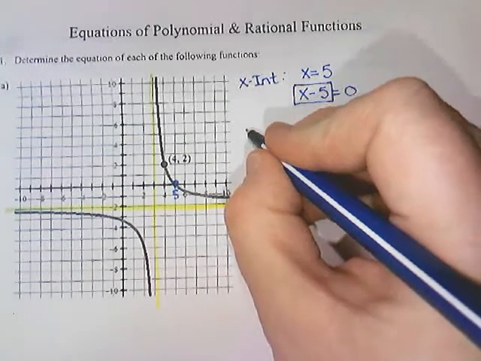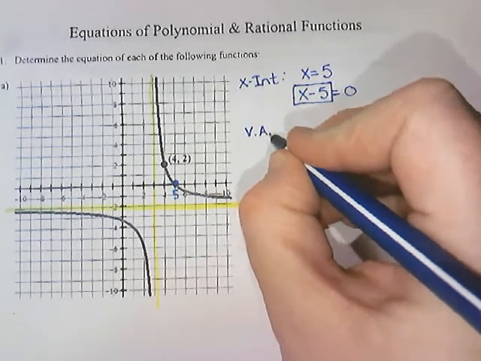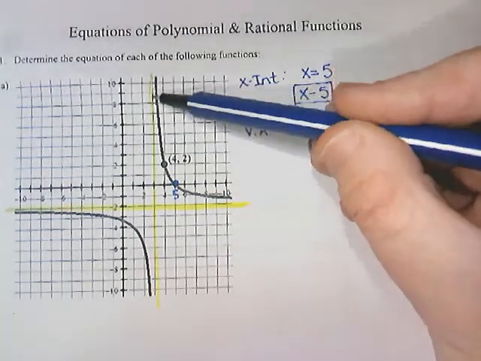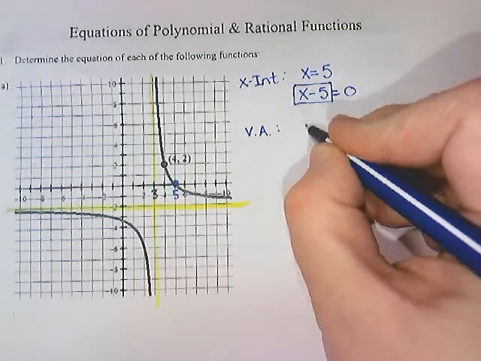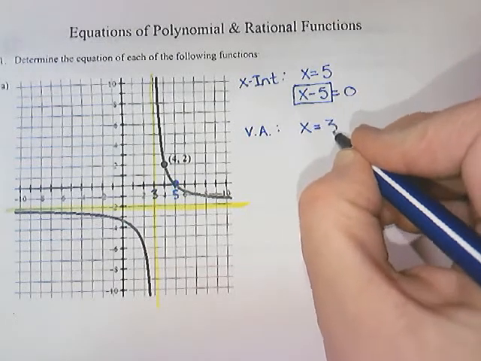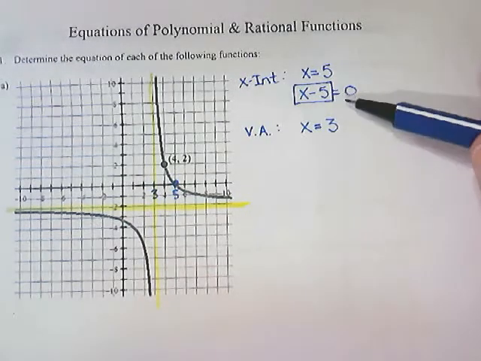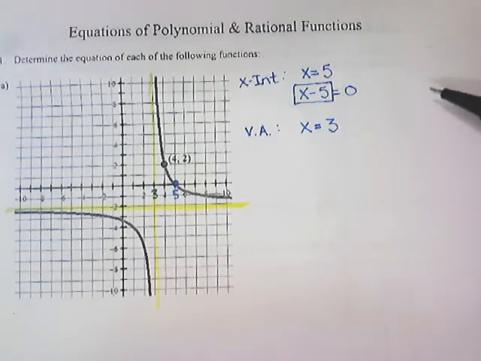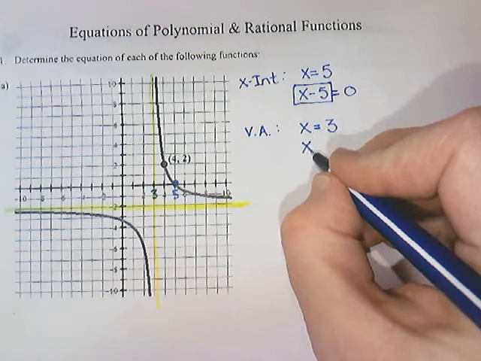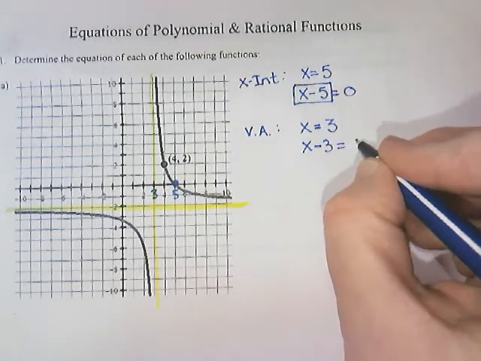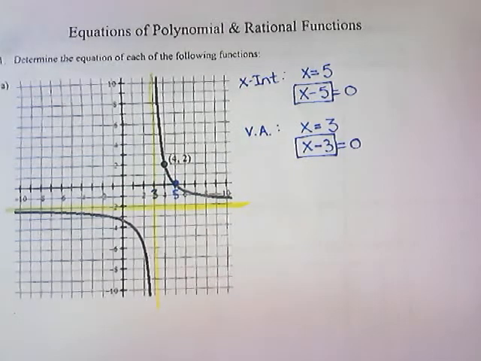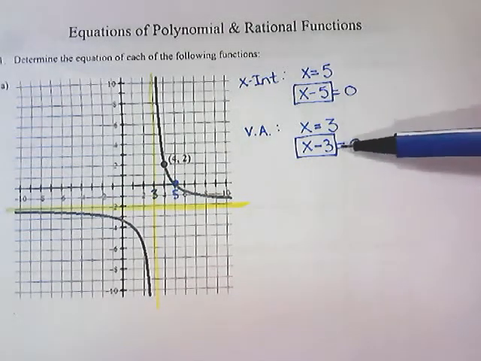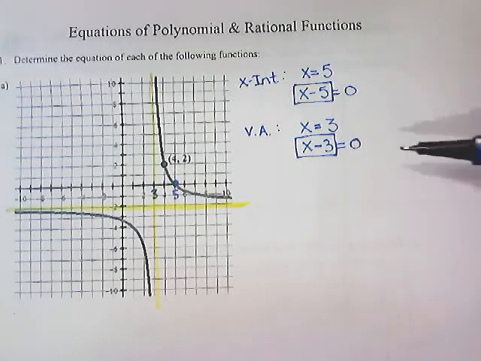I'm then going to look at my vertical asymptotes. We have a vertical asymptote at x equals 3. We're going to do the same thing we did with the x-intercept and rearrange to figure out what our bracket originally was. So this is x minus 3 equals 0. Vertical asymptotes come from the denominator, and what makes the denominator 0? So I know that there has to be an x minus 3 in my denominator.